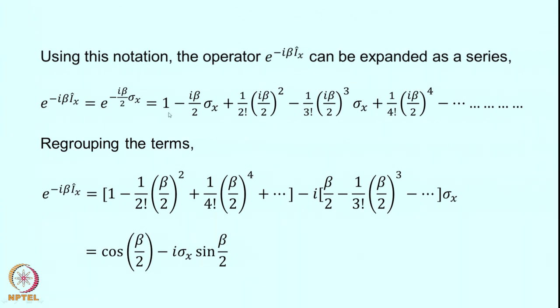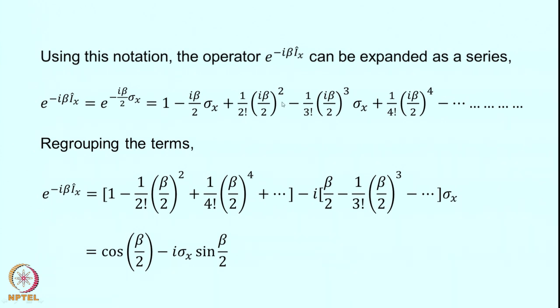So, here I expand this exponential function as a series. This is a typical expansion of the exponential function e to the minus i beta Ix. I write it as e to the minus i beta by 2 sigma x. So, Ix is half sigma x, and you write it as a series: 1 minus i beta by 2 sigma x. Notice here there is a unit matrix, then you have the sigma x matrix, and here what we will have?